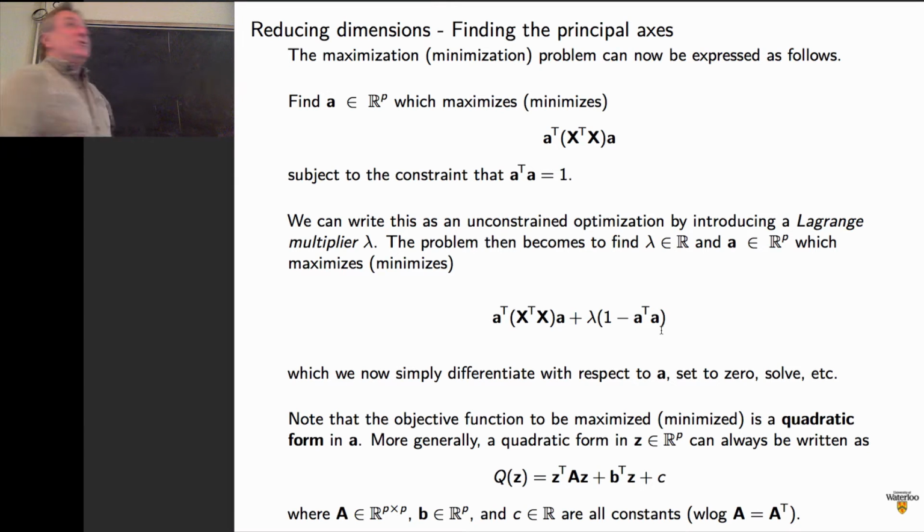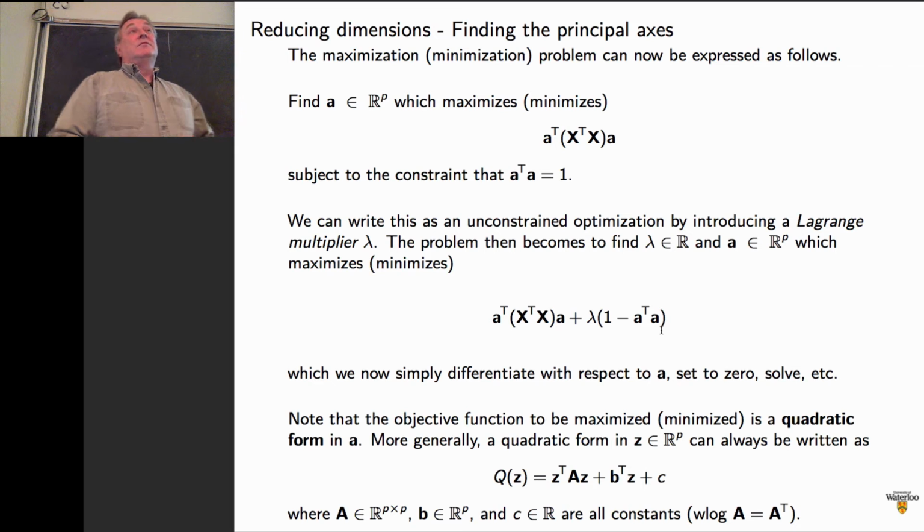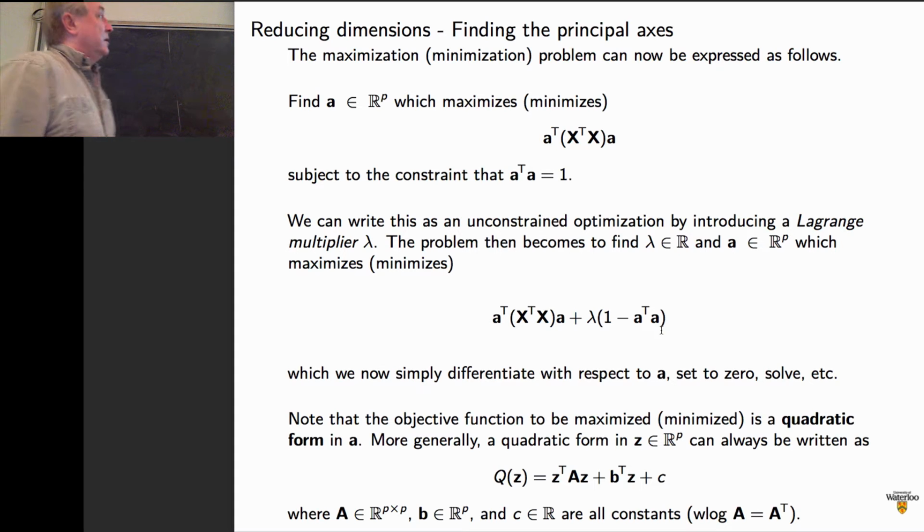So you know how to differentiate polynomials, right? You can differentiate a squared term, a linear term, and a constant term. Ax squared plus bx plus c, if I differentiate that with respect to x, I'm going to get 2ax plus b. Now I'm going to differentiate with respect to a vector. Again, quadratic forms, so it should be just as simple.